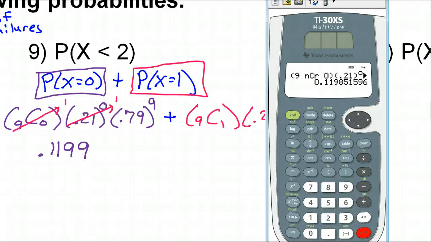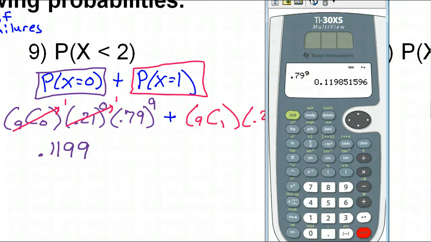Okay, now let's go back to the calculator. So 0.1199. But if this is 1 and this is 1, then I don't really need to include them. I can just do 0.79 to the 9 power. So what if I just did 0.79 to the 9 power? Oh, look, I get the exact same answer. So watch out for those zeros. If it's a 0, that's going to be the same thing as 1, which you don't need to include at all.